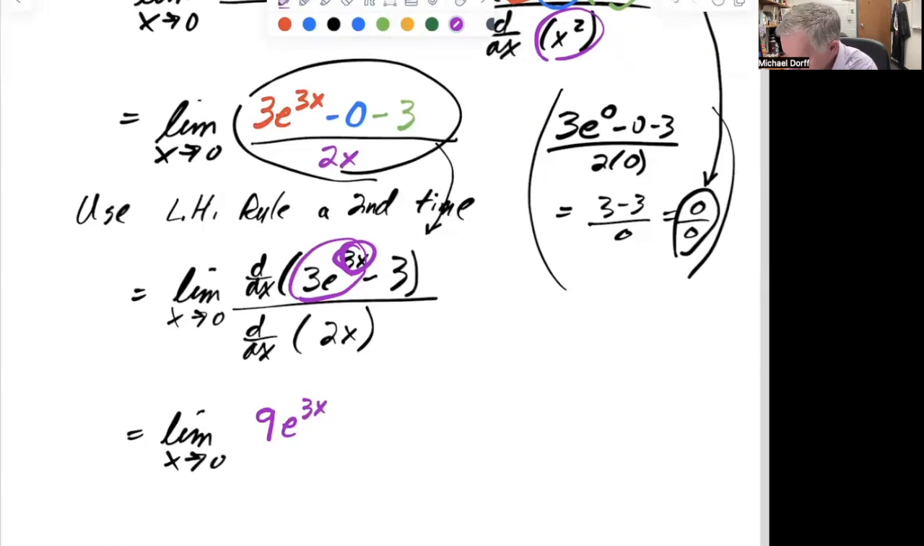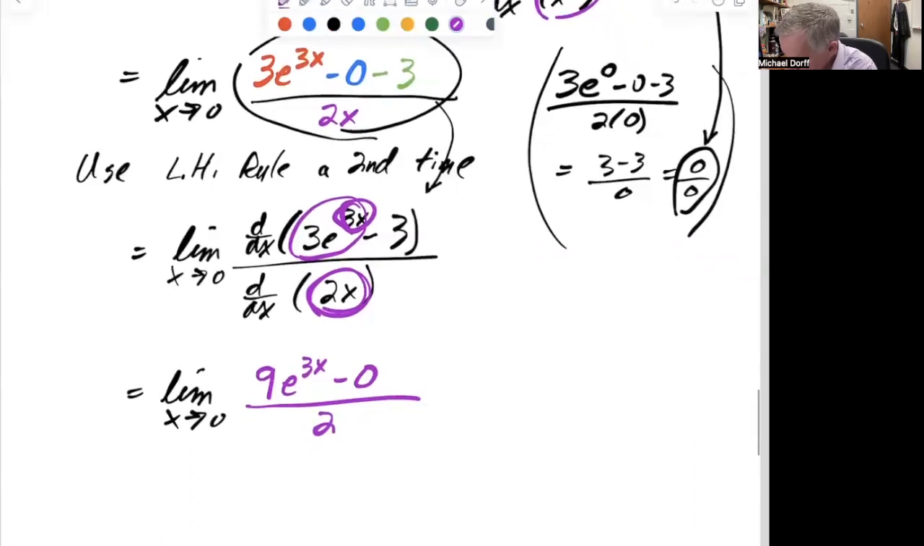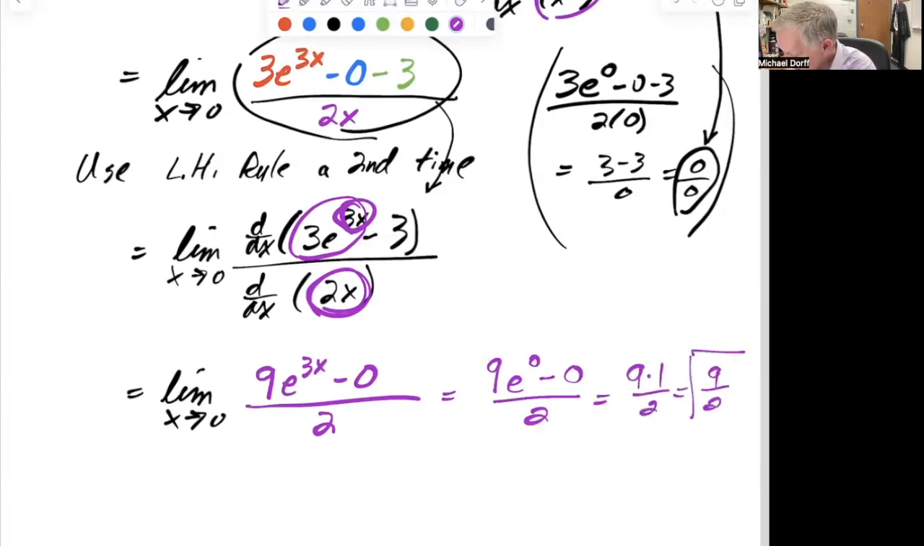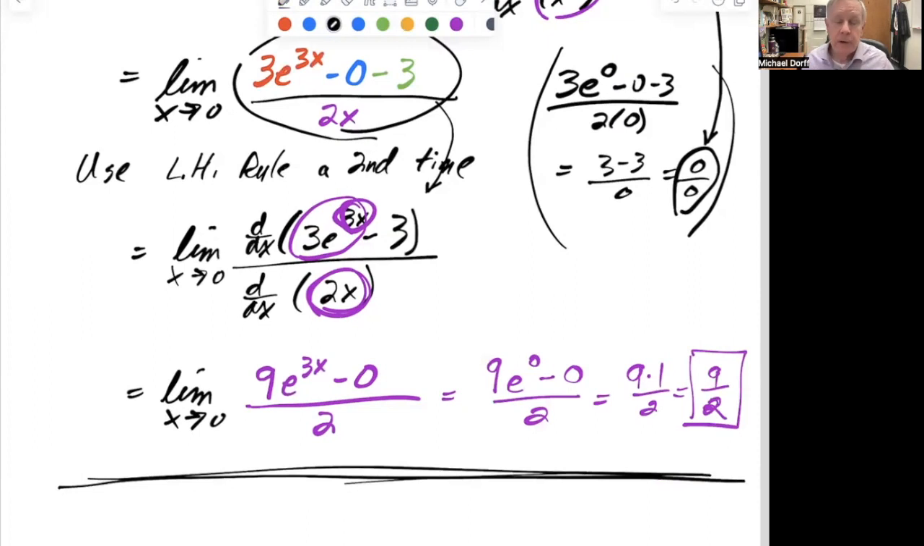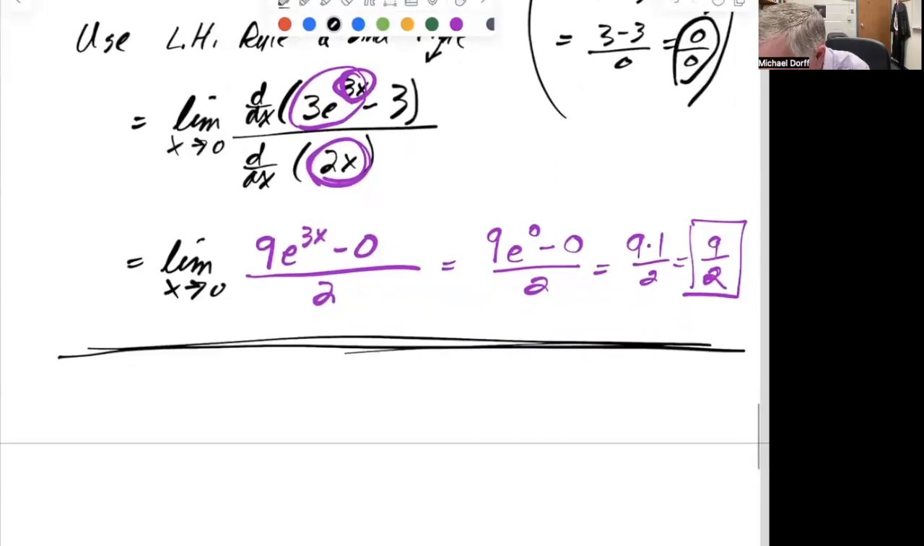And I get a 0. In the denominator, I've got that here, derivative of that would be 2. So now when I do the evaluation of the limit, I'm going to get 9 e to the 0 minus 0 over 2, which is going to be 9 times 1 over 2, which is 9/2. And that's my answer, 9/2 there. So this demonstrates that sometimes you're going to need to do L'Hopital's rule more than once, and you can do that on a problem and get the correct answer. No problems there doing that.